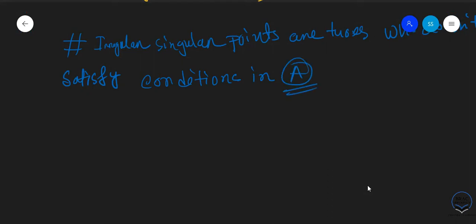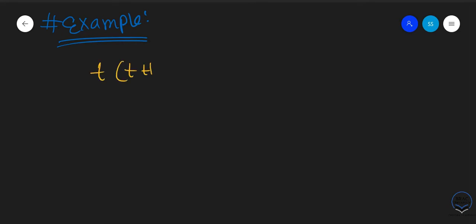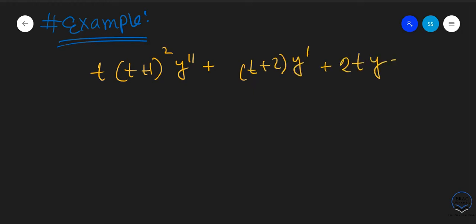And now it will be nice if we can see an example. So obviously I'm going to show an example, and this example will be for these singular points and regular and irregular singular points. The example that we are going to consider today is pretty simple. Let's say you have a differential equation like this: t times (t plus 1) whole squared y double prime plus (t plus 2) y prime plus 2t y equals 0.